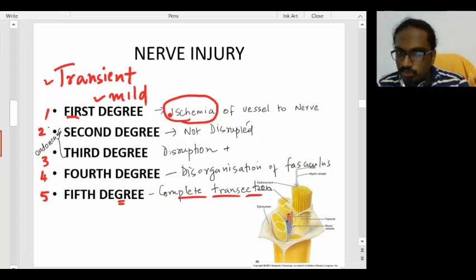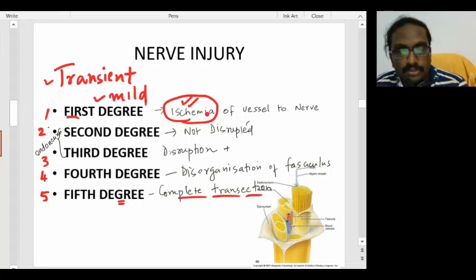The 1st degree injury that we commonly see is a mild compression of the nerve, causing compression of the blood vessels which supply the nerve. So what will happen to the nerve? It has a lack of blood supply for a very short period of time. You call this condition ischemia of the nerve, and when there is ischemia, the nerve will go to an injured state for a very short period of time. Once the blood supply is back, the nerve comes back to its original functional capacity. So that is what you call 1st degree injury, a very mild injury.